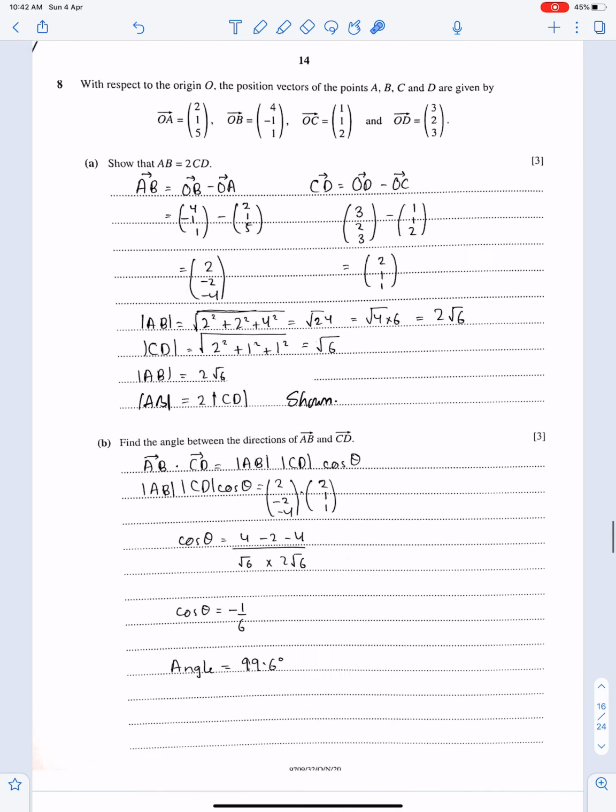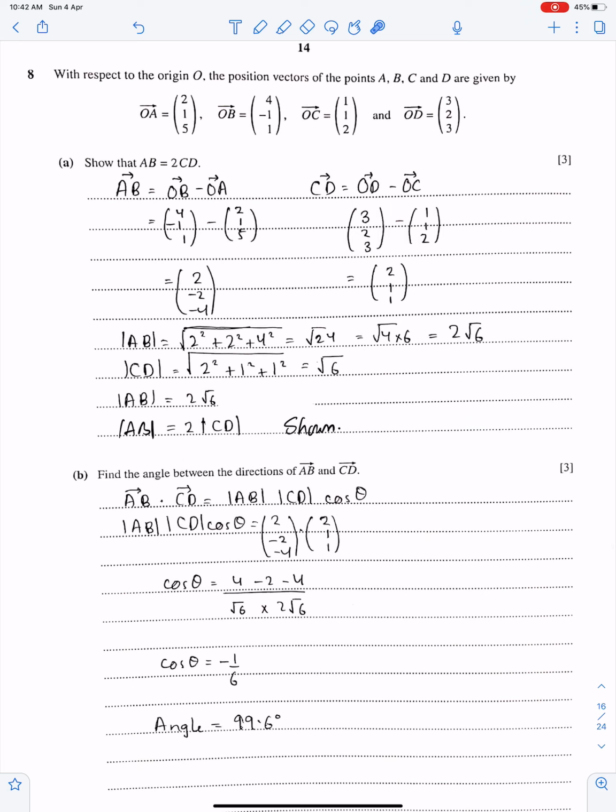Vectors, question number 8. We have the position vectors of all 4 points. Show that AB is 2CD. This is so simple. We just need to find the magnitudes of these two. So AB is this, OB minus OA. CD is this, OD minus OC. Now just find the magnitudes. The magnitude of AB is this, and the magnitude of CD is this. Now check these two. This is 2 root 6 and this is root 6. See, this result is 2 root 6 and this is root 6, shown.